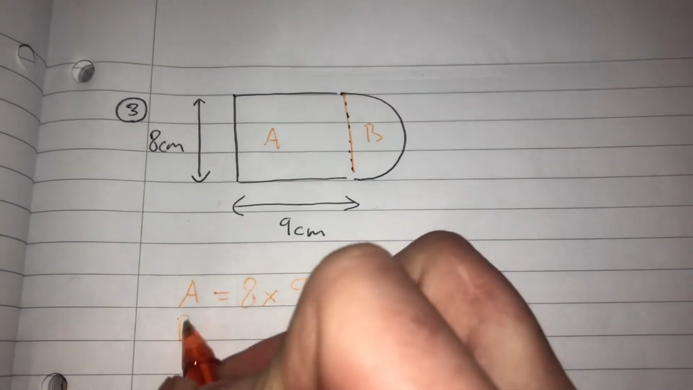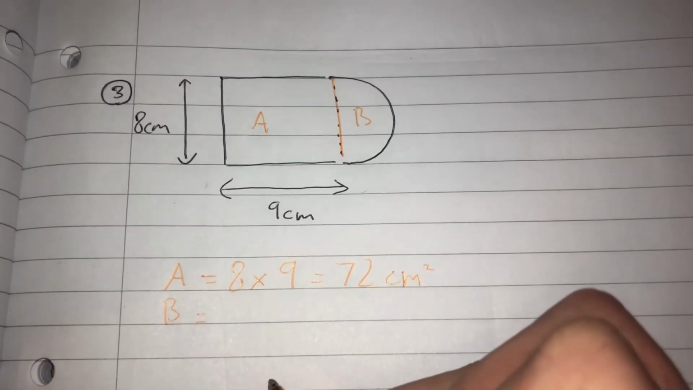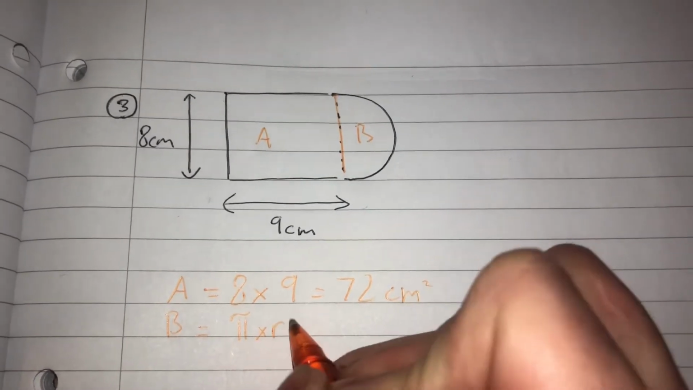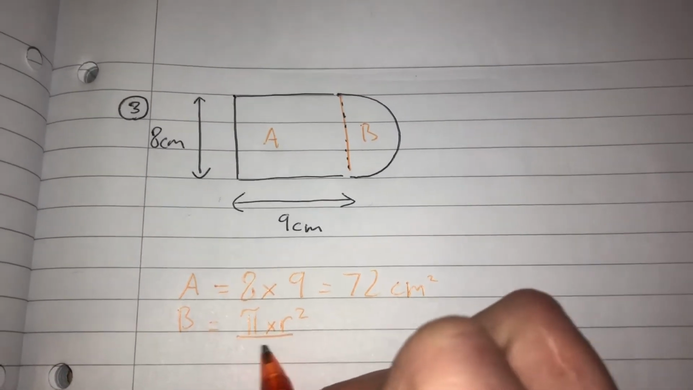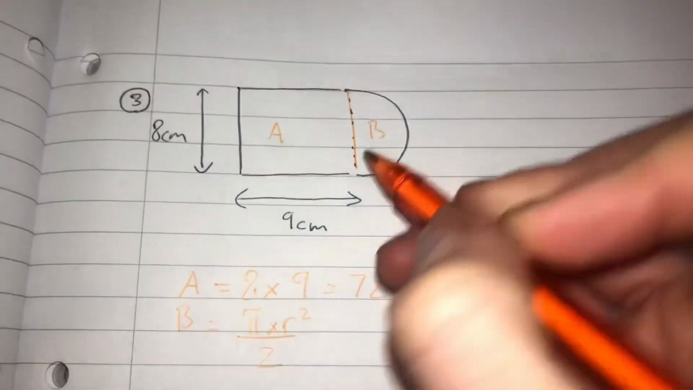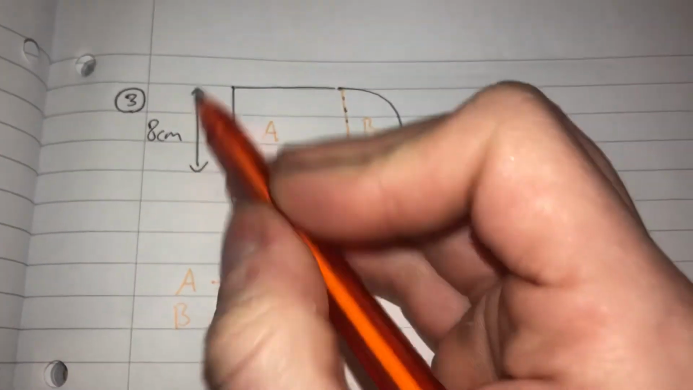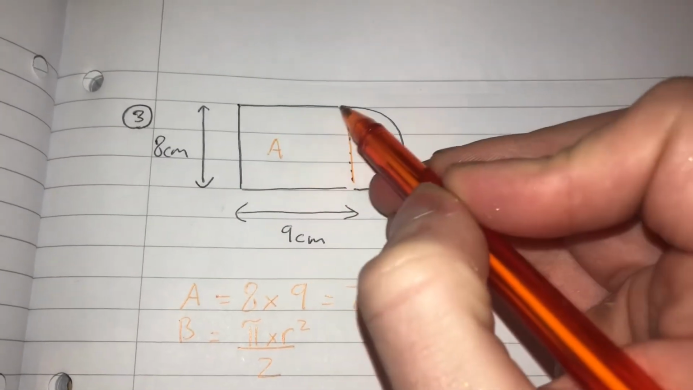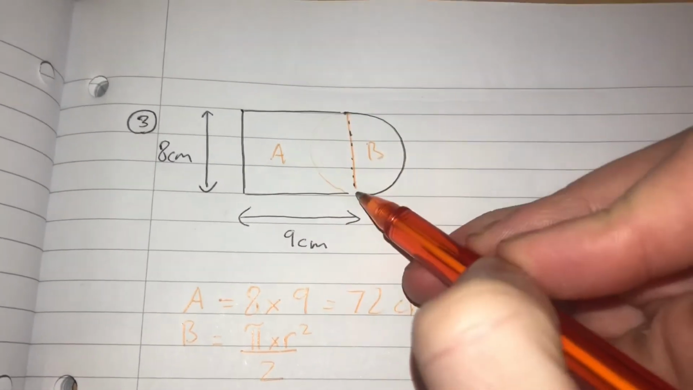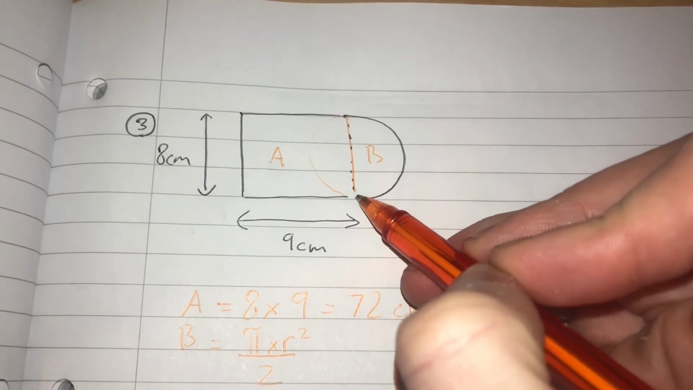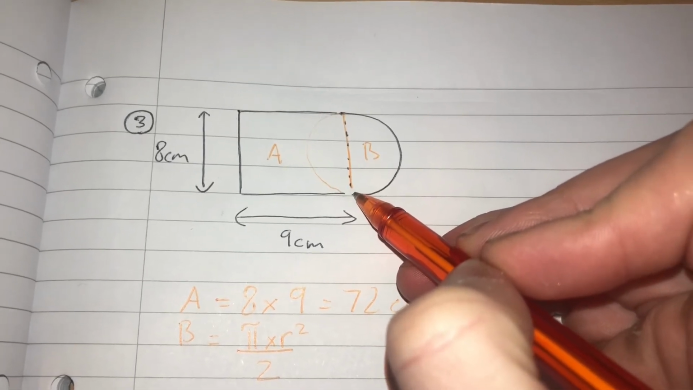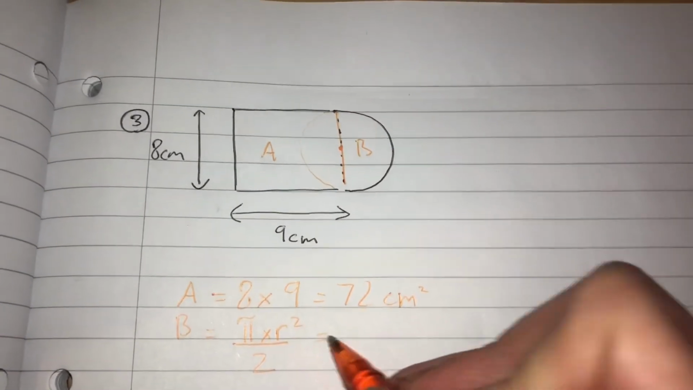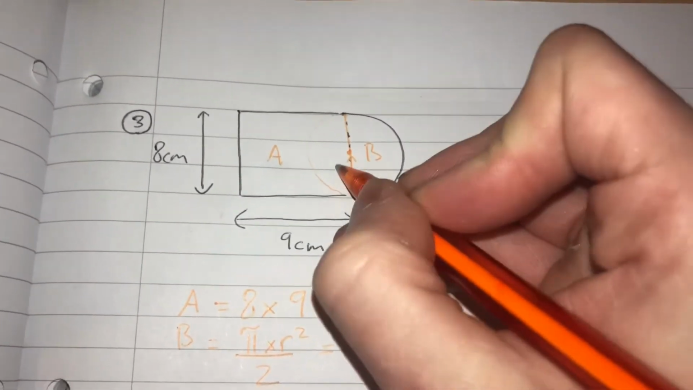B is a semicircle. For a full circle, if you remember, we're doing pi times the radius squared, and because it's a semicircle, we divide by 2. So if we consider that this length was 8, then that must mean if that was a full circle, going around there, then the diameter of that circle is 8. But if you remember, for the area of a circle, we use the radius. So the radius would in fact be 4. From there to there is 4 centimeters.